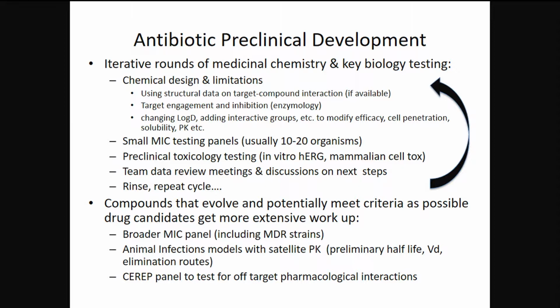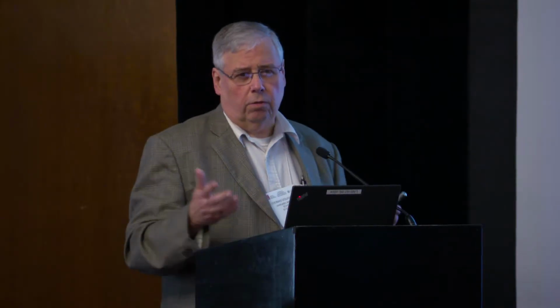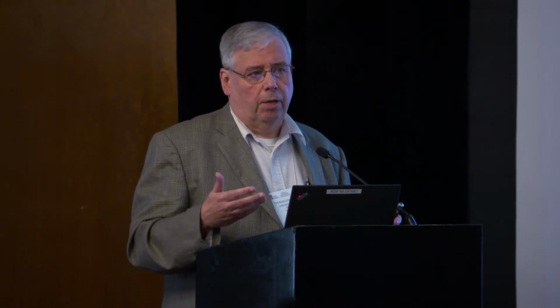You'll do an animal infection model with satellite PK to get a preliminary half-life, volume of distribution, other types of parameters that are important, and a SYRUP panel, which is a generalized panel that allows you to look at interactions of your compound with a number of receptors. And this is usually done by an outside organization.